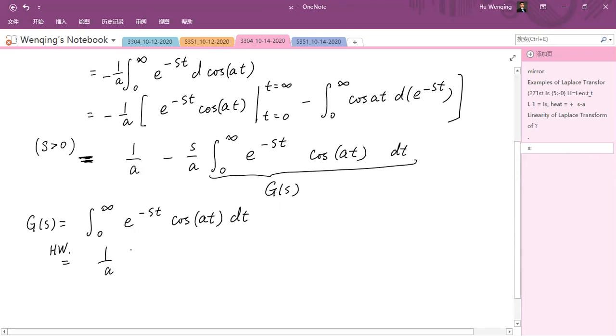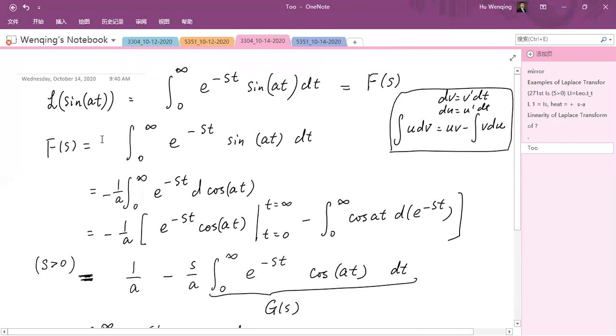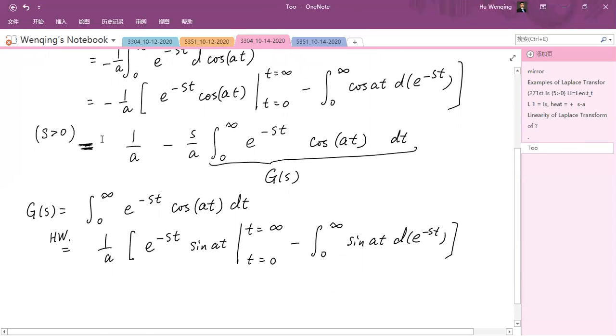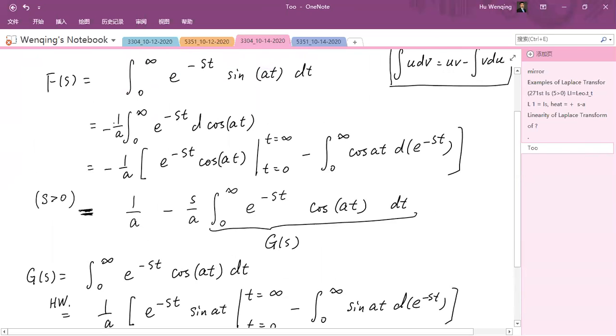So 1 over a, multiplied by e to the power minus st of sine at, where t goes from 0 to infinity, minus the integral from 0 to infinity of sine at times the derivative of e to the power minus st, something like this. Why is there no minus sign? Well, there's no minus sign because the cosine derivative is sine. So you're just going to replace the cosine by the sine here without this negative sign.